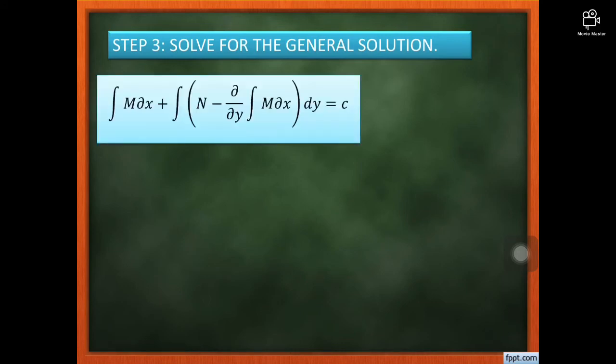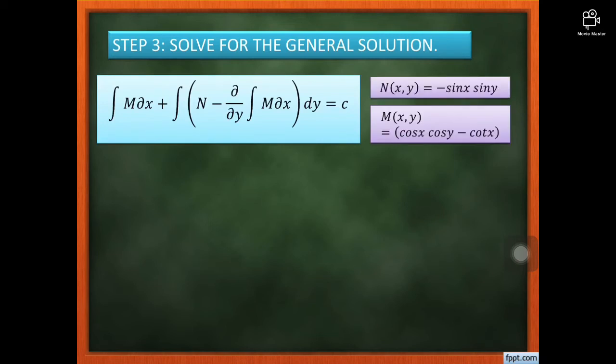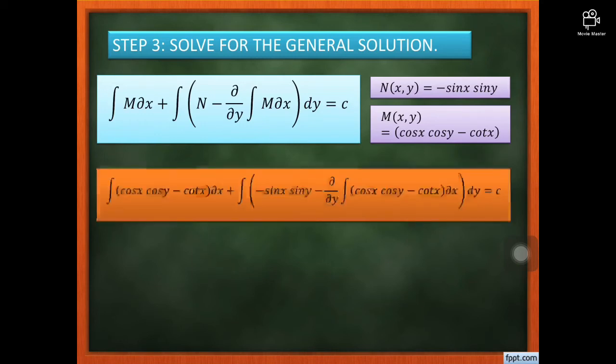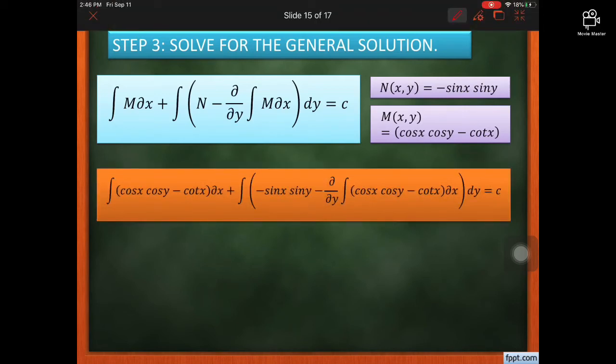So next, we can now solve for the general solution. Solving for the general solution, we need to use this equation wherein our n is negative sine x sine y and our m is equal to cosine x cosine y minus cotangent x. So substituting the given, we have this next equation, and then our first move is to integrate the m.